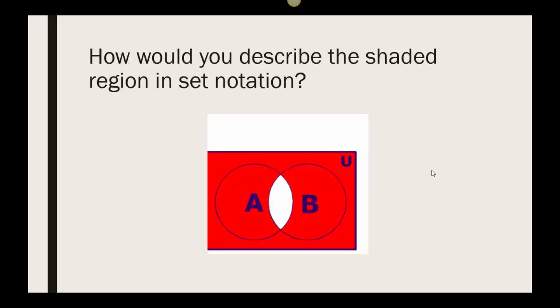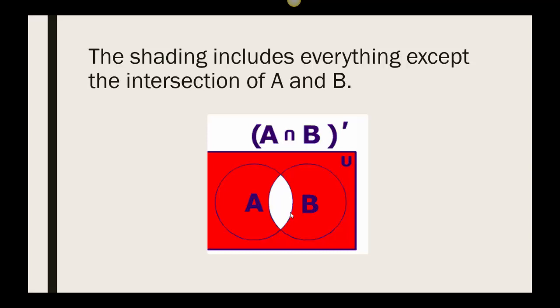Well, check this out. Same kind of thing where I have a lot of stuff shaded and a little bit that's not. So let's concentrate on this part that's not shaded. Do you see the not shaded part here? This looks like A intersect B. Everything else is shaded. So every time it's everything else, I think complement. So this would be A intersect B complement.